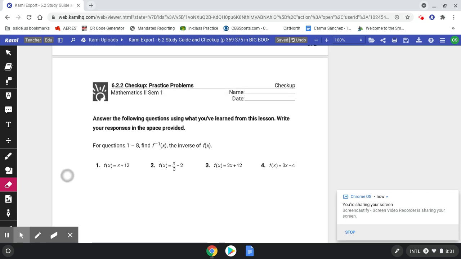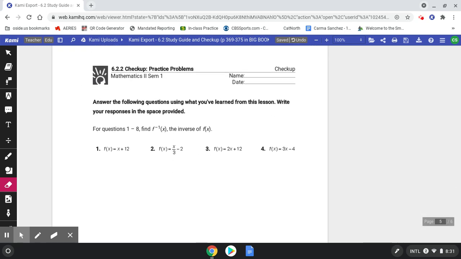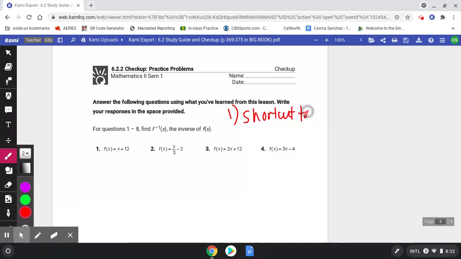All right, let's practice a couple of these 6.2.2 practice problems where we're now being asked to do these equations in their inverses. So you've got a couple options now. Which way are you leaning towards? We can always do the shortcut table where you tell me what operations are happening to x, and then we undo those operations by doing the opposite.